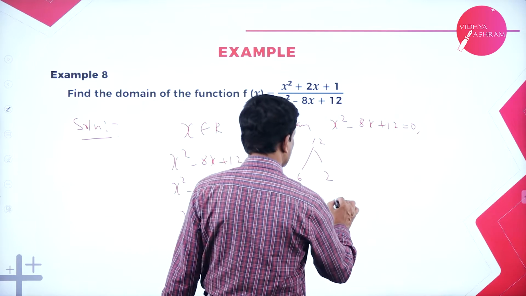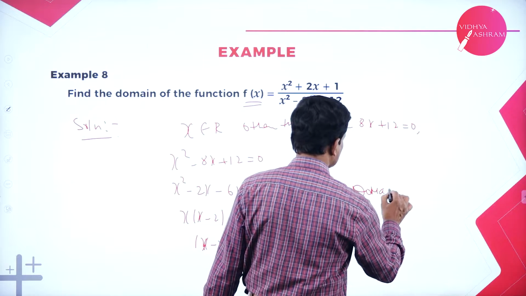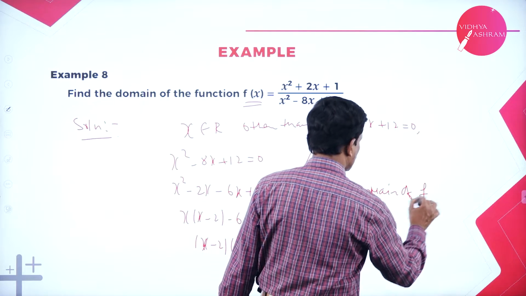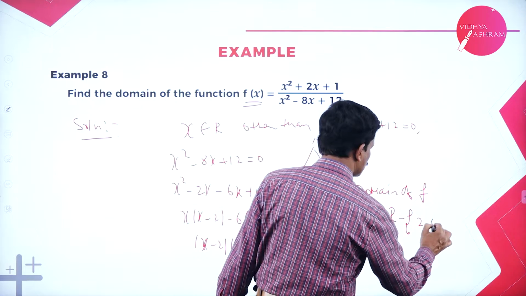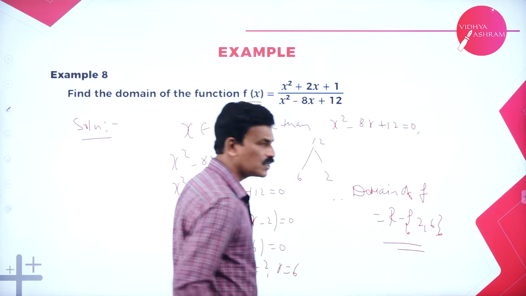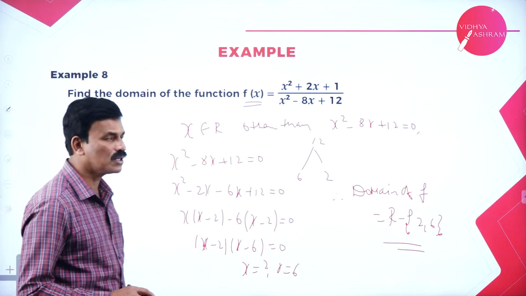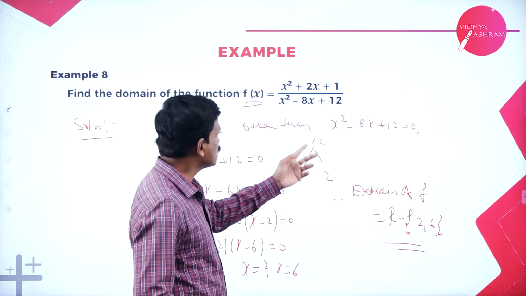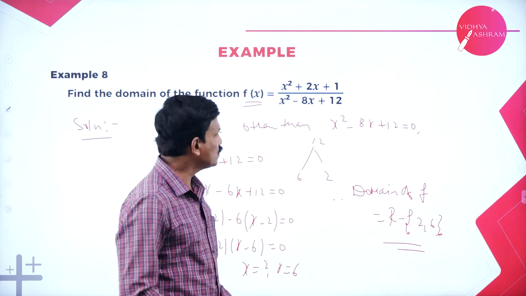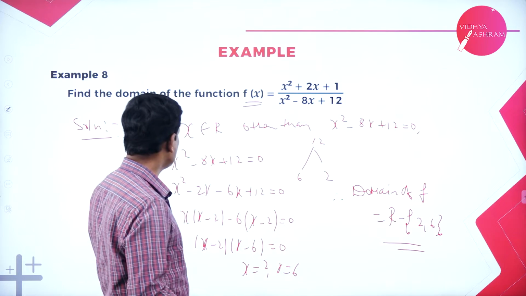So, therefore, the domain of the function f is the set of all real numbers except 2, 6. The domain of the function is the set of all real numbers except at 2, 6. Okay. So, here the domain of the function exists except at the values where x square minus 8x plus 12 is equal to 0, so we factorize the denominator.